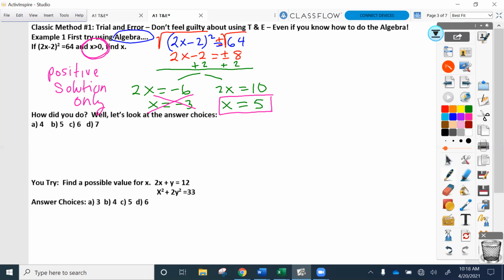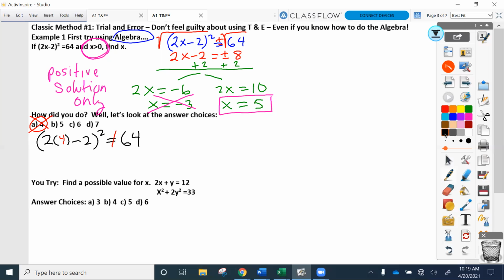All right, so that's a lot of writing, and that's a lot of algebra that you have to remember. Let me show you the easier way that you can do this. What they're saying here is that 2x minus 2 quantity squared must be equal to 64. So let's try this option. Let's try A, 4. See if that makes the equation true. Well, 2 times 4 is 8. 8 minus 2 is 6. And 6 squared is definitely not equal to 64. So we can eliminate that.